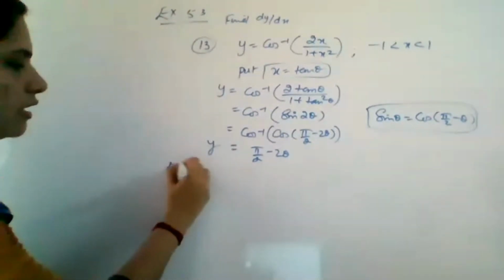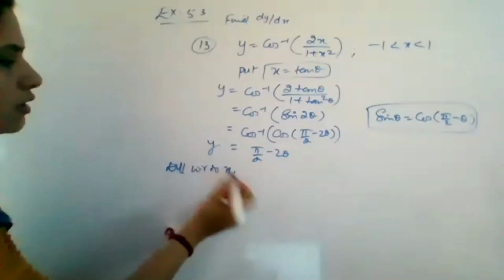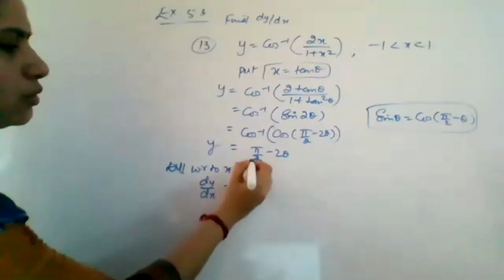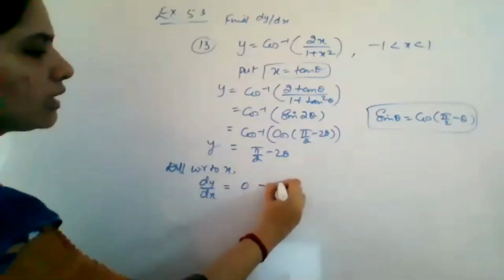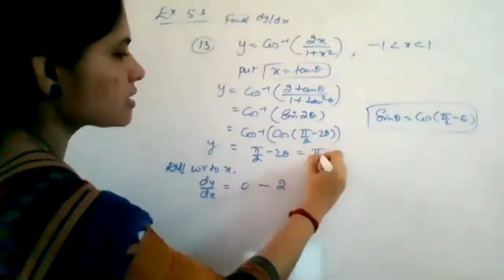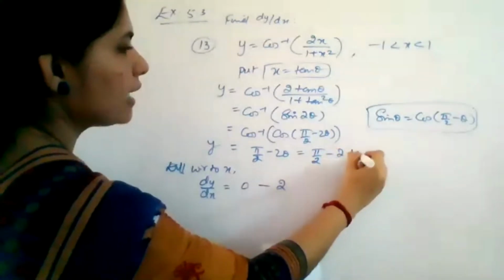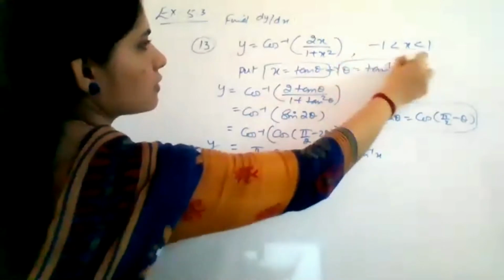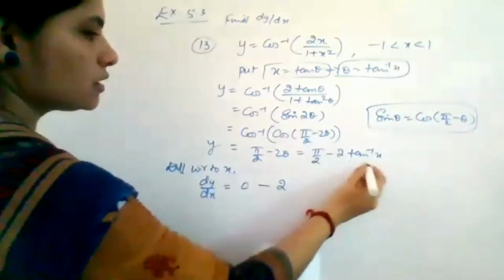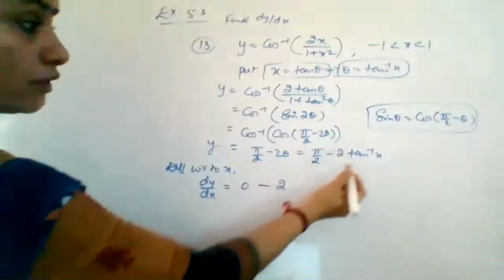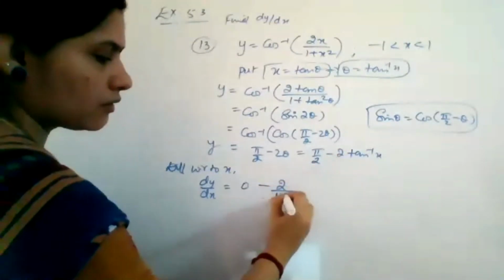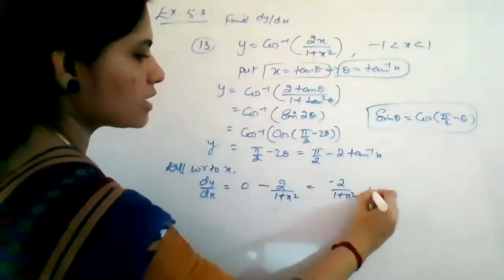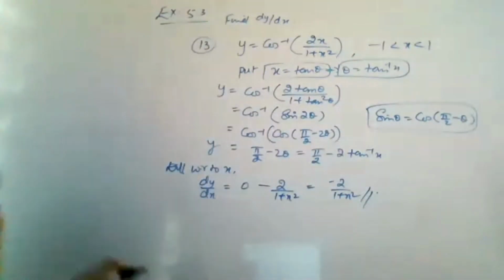Again, we will differentiate with respect to x in order to get dy by dx. So y by 2 has 0 as the derivative, minus 2 into theta, which we have not replaced. Pi by 2 minus 2 tan inverse x. The derivative of tan inverse is again 1 by 1 plus x square. So you are getting minus 2 by 1 plus x square as your answer. Is this clear?